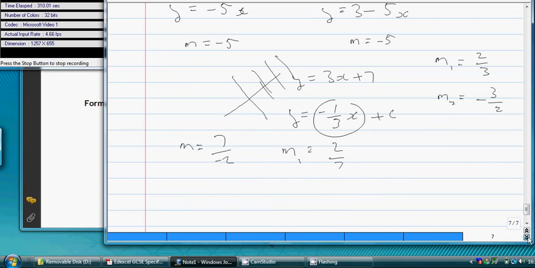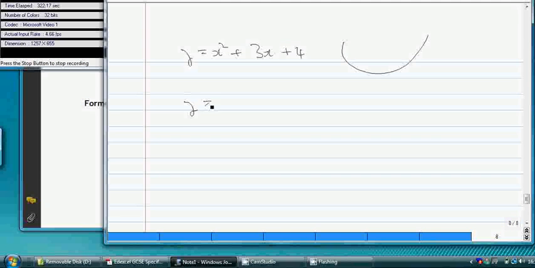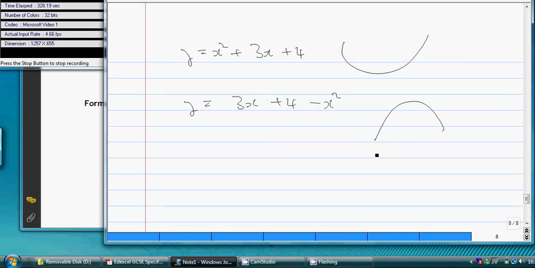Quadratic: the thing to note here is that y is equal to x squared plus 3x plus 4 is a valley shape. If it had been y is equal to 3x plus 4 minus x squared, that would be a mountain kind of shape. Okay, this graph here, y is equal to 1 over x.